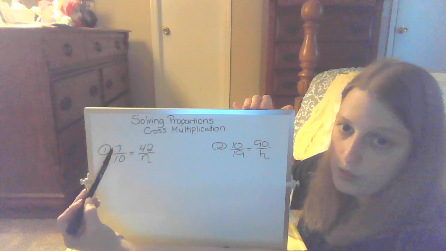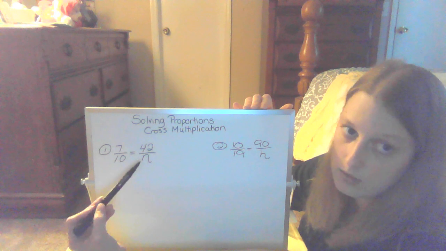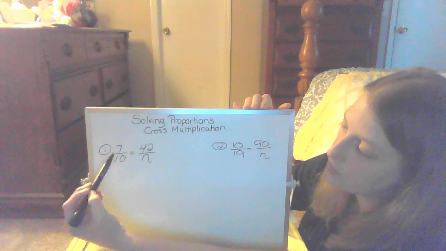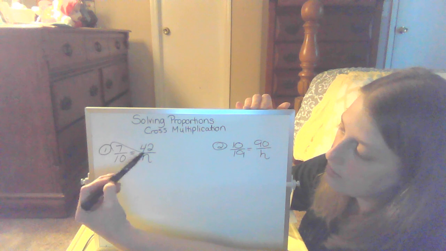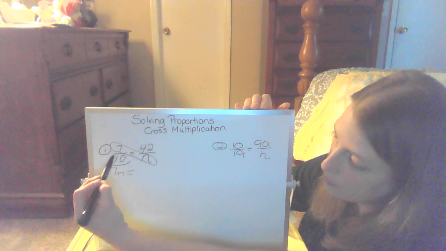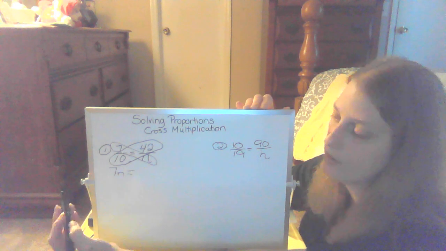So we're going to start with our first example here. 7/10 is equal to 42/n, okay? So the first step is to cross multiply 7 times n, which will give us 7n. And 7n equals the product of 10 times 42, okay?